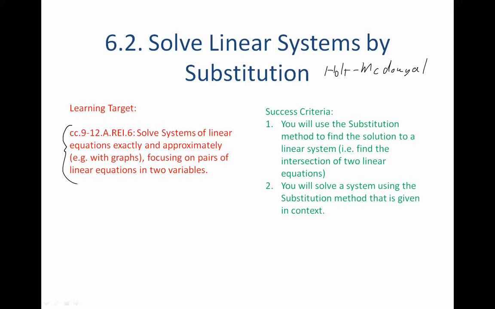Again, our learning target is our Common Core State Standard: solving systems of linear equations exactly and approximately, focusing on pairs of linear equations in two variables. Specifically, in this video, you are going to use the substitution method to find the solution to a linear system, i.e., find the intersection of two linear equations, because again, that's all a system is. A system is finding the intersection point, the point where two lines cross. You are also going to solve a system using the substitution method in a given context.